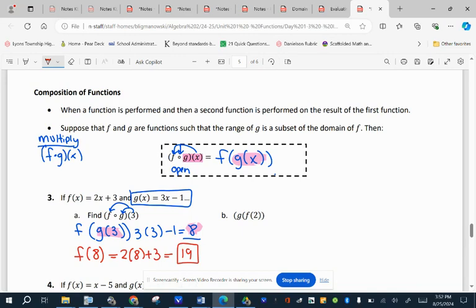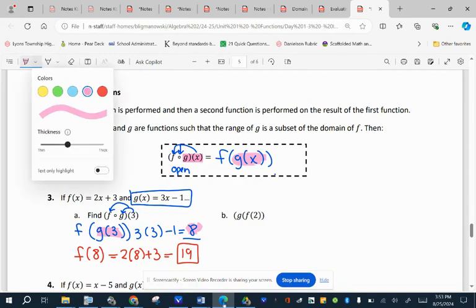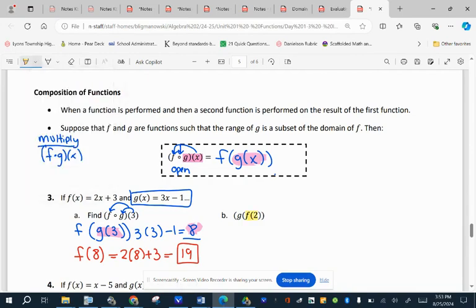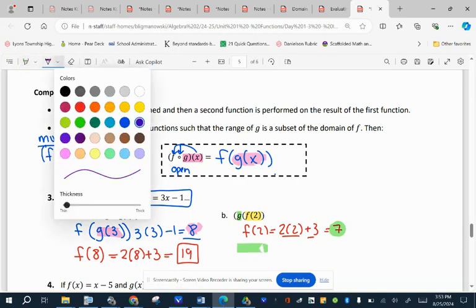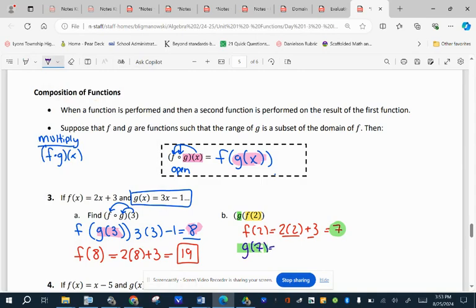So now here's the other notation. So again, we're always going to work from the inside out. So the first thing I'm going to do is find f of 2. So f of 2 is when I put 2 in for the x in f. So 2 times 2 is 4 plus 3 is 7. Now I'm going to take that 7 and I'm going to put it in for g. So I'm going to do g of 7, which would be 3 times 7 minus 1, which would be 20. And that's my final answer.